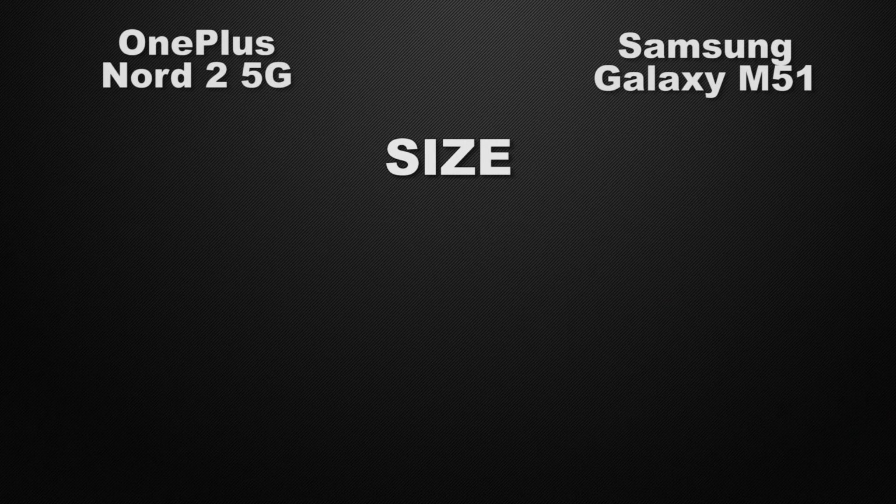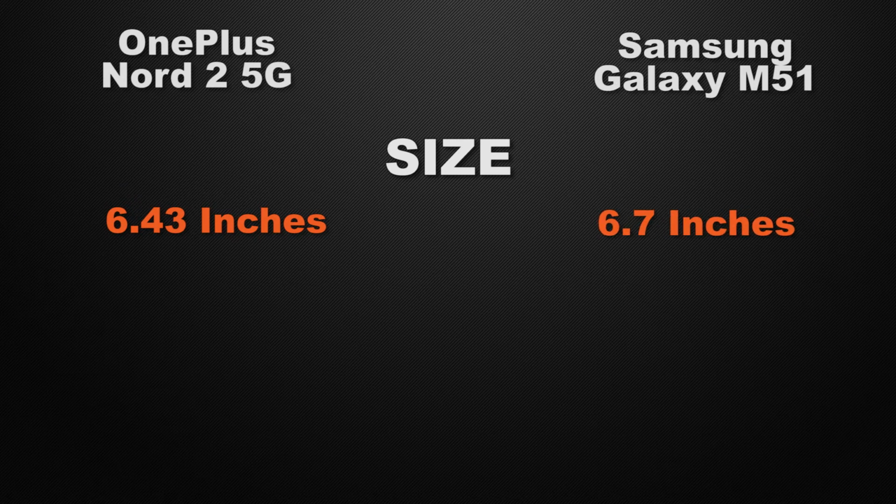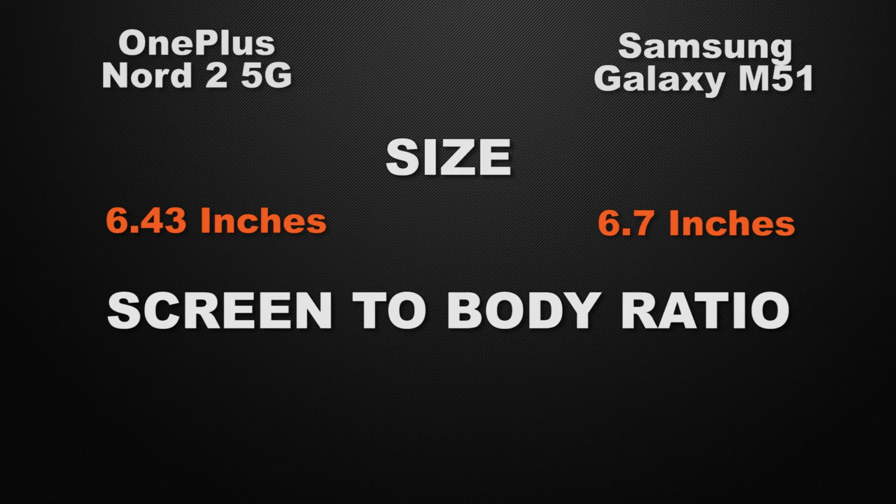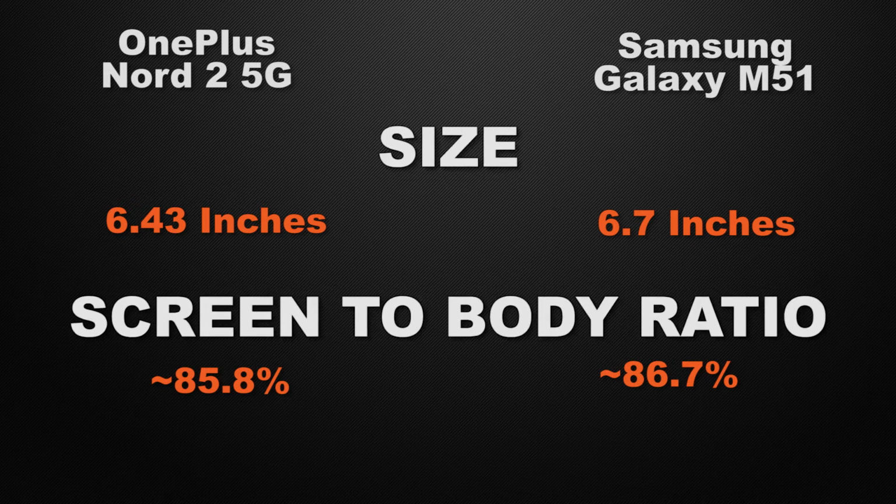Moving to the display features of the devices, let's start with the display size of the devices. Nord 2 has a 6.43 inch display, whereas M51 has a 6.7 inch display. So the winner here is M51 because it has a bigger screen size. And about the screen to body ratio of the devices, Nord 2 has approx 85.8%, whereas M51 has 86.7%. So it's a tie because both of the devices have a similar ratio.